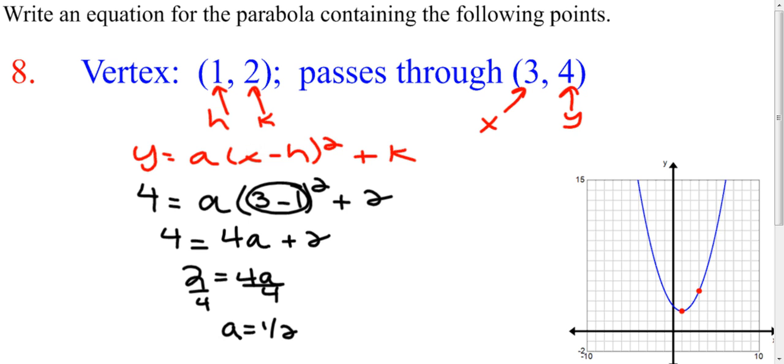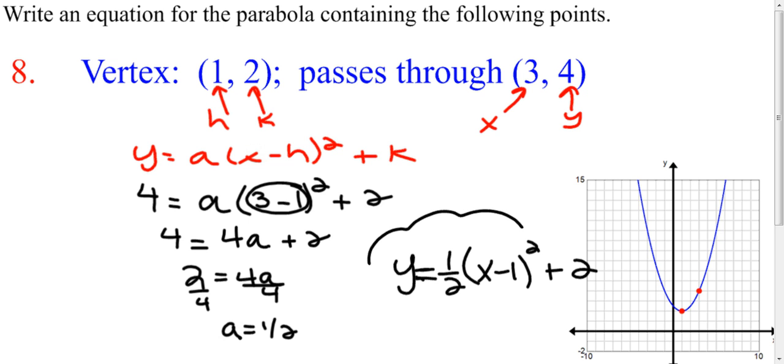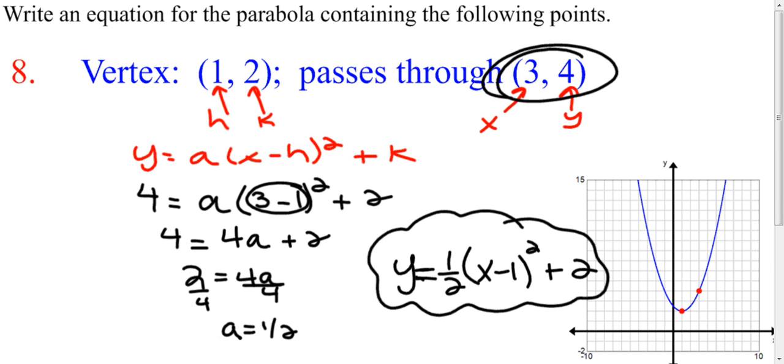So now what this equation becomes is this: 1/2 times (x minus 1) squared plus 2. Okay, so I just want to remind you that this coordinate over here you don't use in the final equation, but you do use it to help you solve for a. All right.